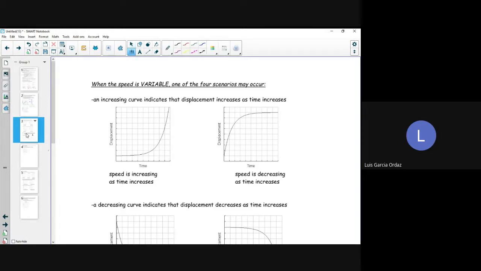Okay, so when the speed is variable, one of the 4 scenarios may occur. So an increasing curve indicates that the displacement increases as time increases. So when time increases, here we see our displacement is increasing, which means that the speed is increasing as time increases, which means that the slope of the tangent each time gets steeper.